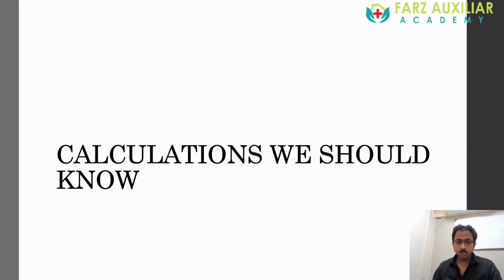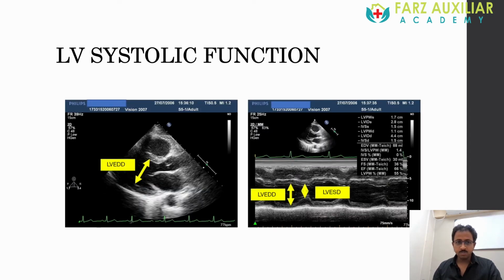Now the calculations we should do. LV systolic function is definitely very important. It can be done by different methods, but it's better to do it in this manner: identify the LV end-diastolic diameter and the LV end-systolic diameter, and depending upon that, LV EDD minus LV ESD divided by LV EDD is the EF.